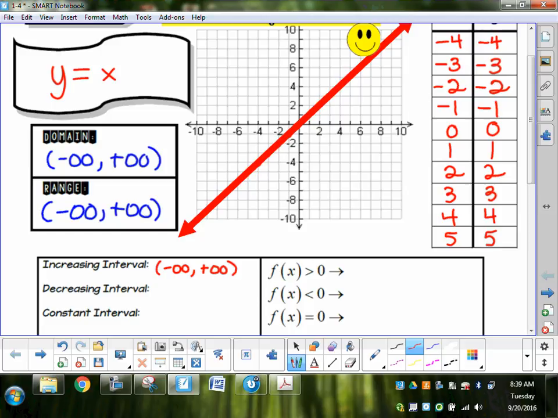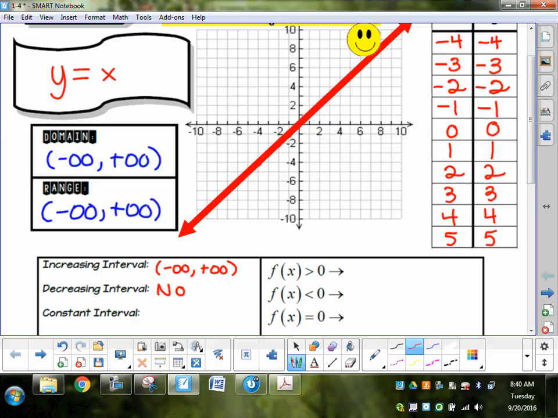When is it decreasing? Well, when is Fred stepping down as he moves from left to right? You can't go right to left. Hands up, please. Can you tell me what our decreasing interval is going to be? There's none. When is it constant? Hands up, please, if you can answer that. Never. He's never constant. He's never flat.